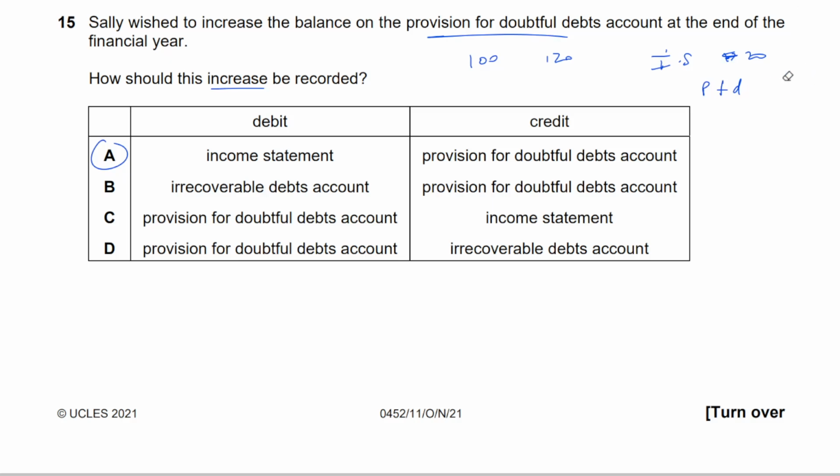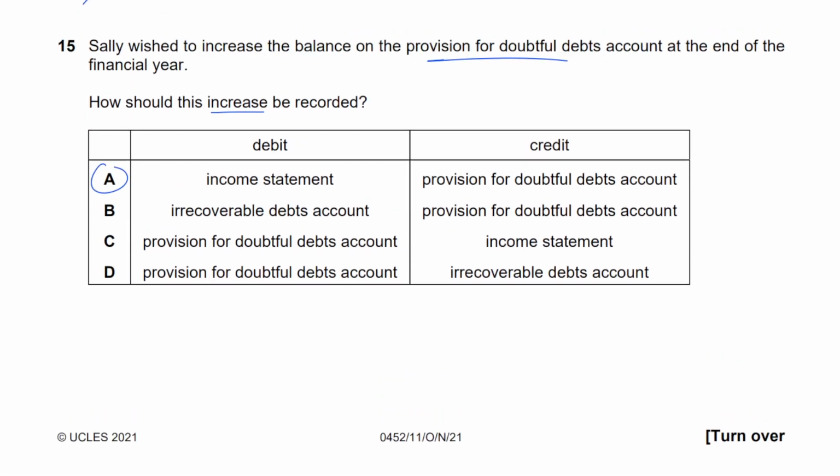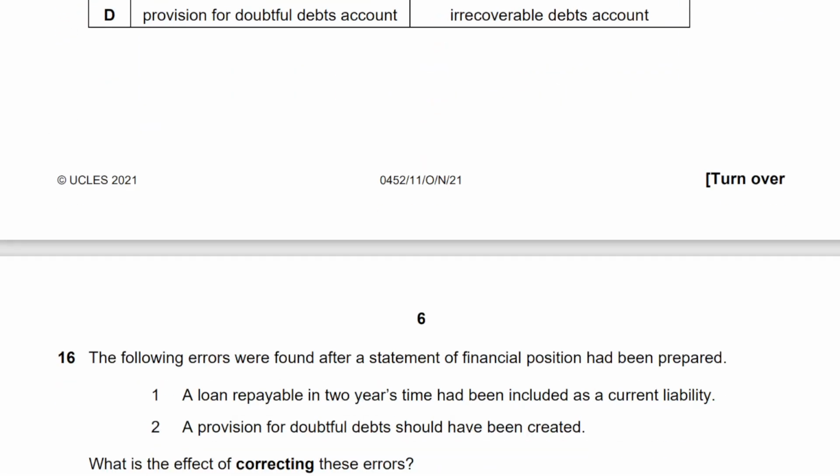You just need to know your provision for doubtful debts concept for this one. It's a very basic question. I think these questions are not that hard, to be honest.